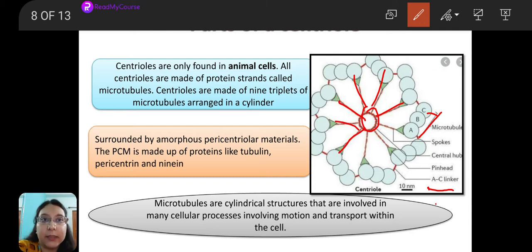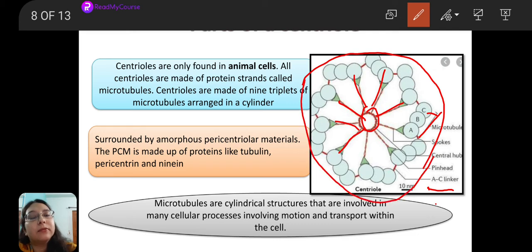We have studied that. Now around these centrioles, what do we have? We have the PCM, pericentriolar matrix. Now what is the constituent of this pericentriolar matrix? It is made up of proteins like tubulin, we have known. Two others, remember, are pericentrin and ninein. Okay, one we know, tubulin. Two others are pericentrin and ninein. These are the proteins which are present in the PCM.